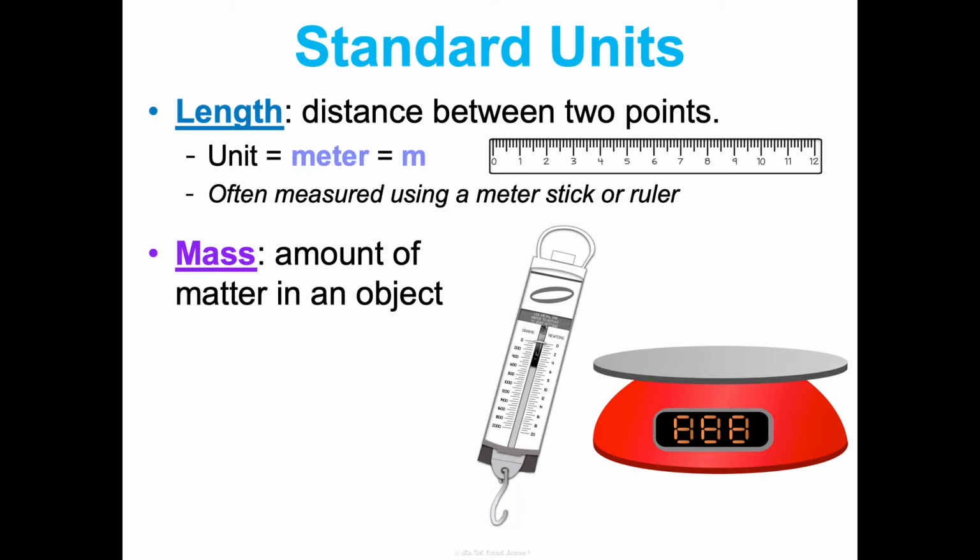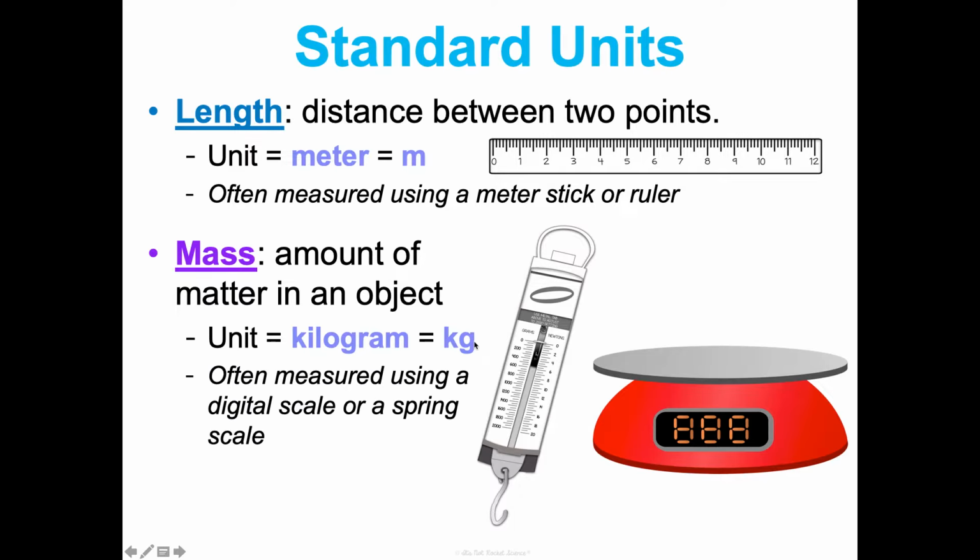Also mass, just determining the amount of matter in an object. And the unit for this in the SI system is the kilogram. So kg, it's that prefix there of k-g. And we'll use a digital scale and a spring scale sometimes in order to measure the mass of some objects.